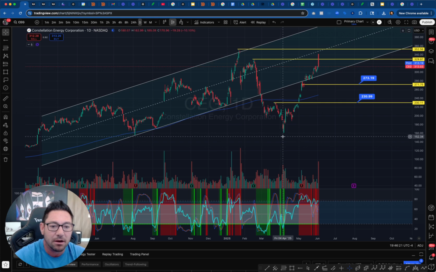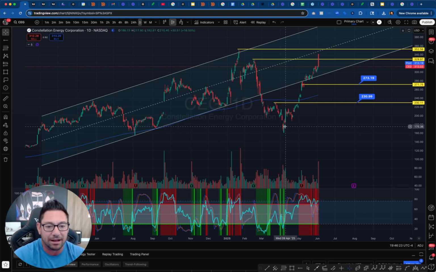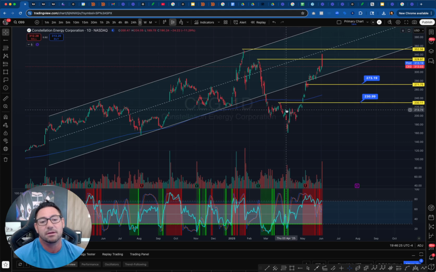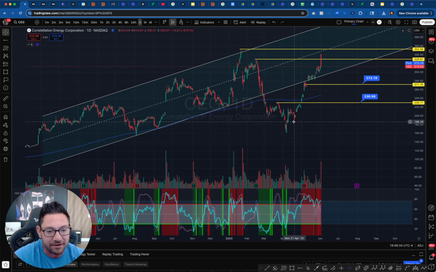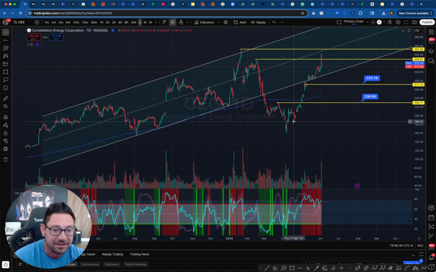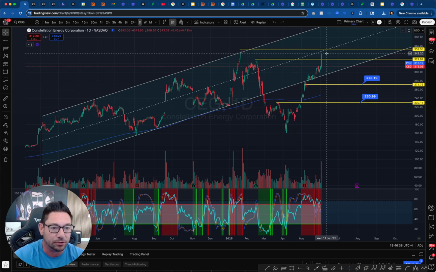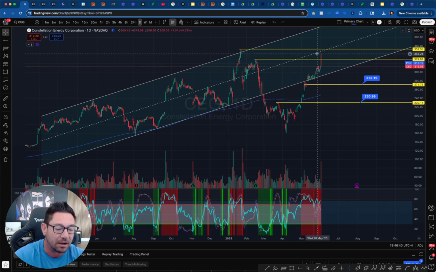And then from there, we rallied hard. So we rallied with only one little consolidation here and this little bullish consolidation here and this bull flag. We rallied straight from basically 187 all the way up to our high today.